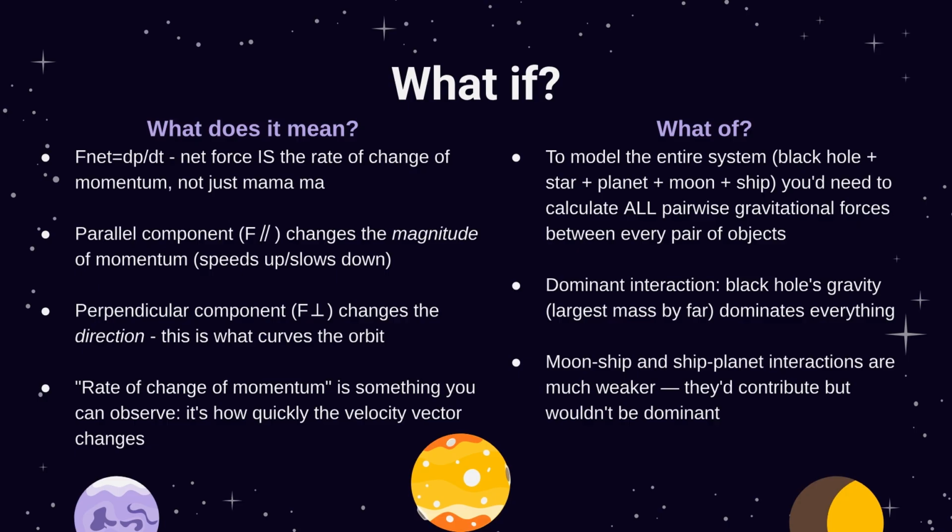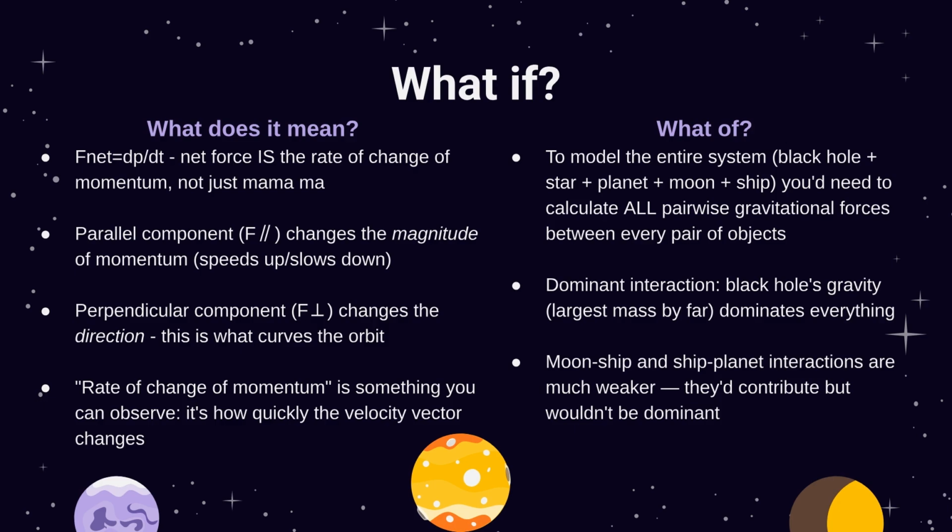And then finally, for the two discussion questions, first, what does it mean? In part 1, F net equals dp over dt means the net force literally is the rate of change of momentum, not approximately, but exactly. So the parallel component tells you how fast the star is speeding up or slowing down, while the perpendicular component tells you how fast it's turning. In a perfectly circular orbit, F parallel would be 0 everywhere because the speed never changes, only the direction does.